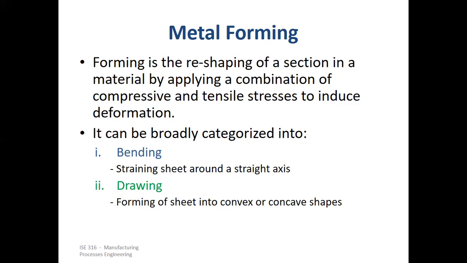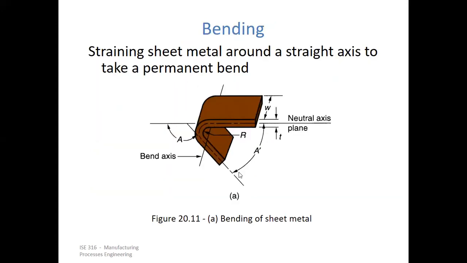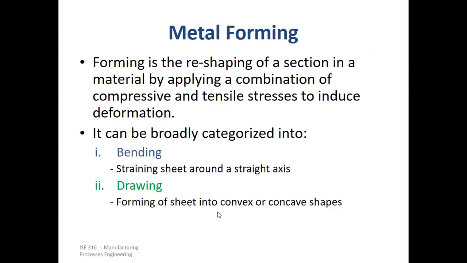Bending is straining sheet around a straight axis, right? As we have seen, here is where we are trying to start bending. That's what bending is, right? And drawing is forming of sheet into convex or concave shape, as you might have observed in forming this circular kind of profile. Earlier the sheet was like this, right? I'm drawing a 3D version, and when the punch came, it's a circular punch, right? And when it came down, you have this kind of shaping of the sheet metal because of this punch.